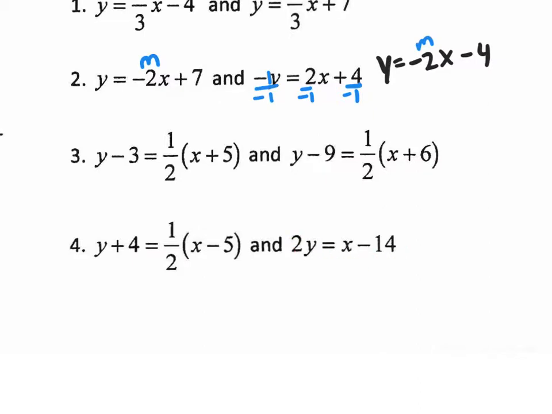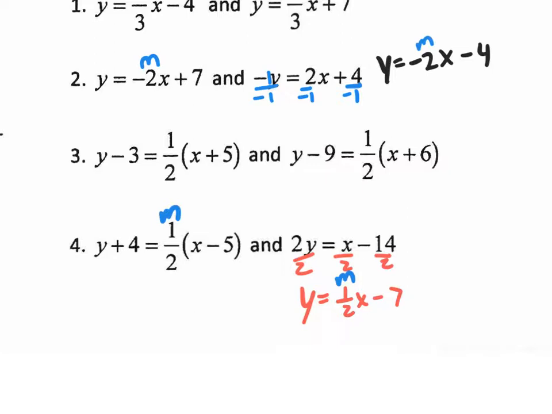Divide by 2. So if we divide everything by 2, which I hope you guys do on your paper right now, y is going to equal 1/2 x minus 7. And now you could say, okay, this point slope form equation has the slope 1/2. This slope-intercept form equation has the slope 1/2, and that's why they're parallel. Do we understand parallel lines? Yes. Same slope. Parallel, same slope.